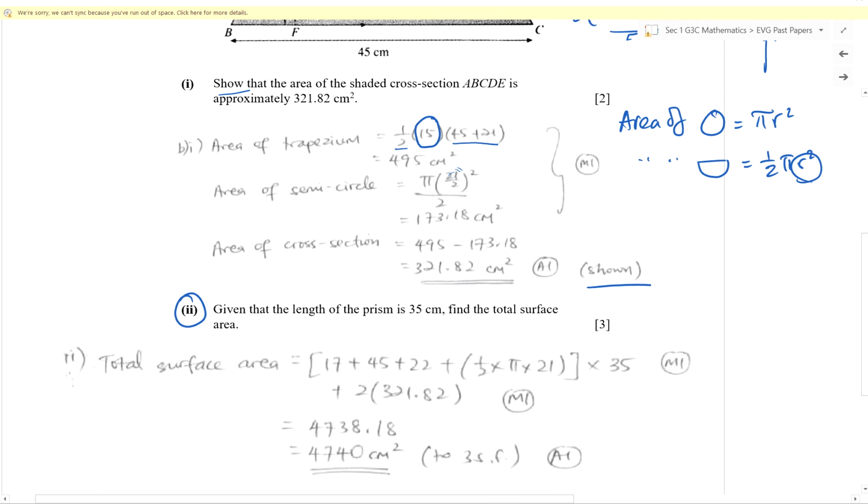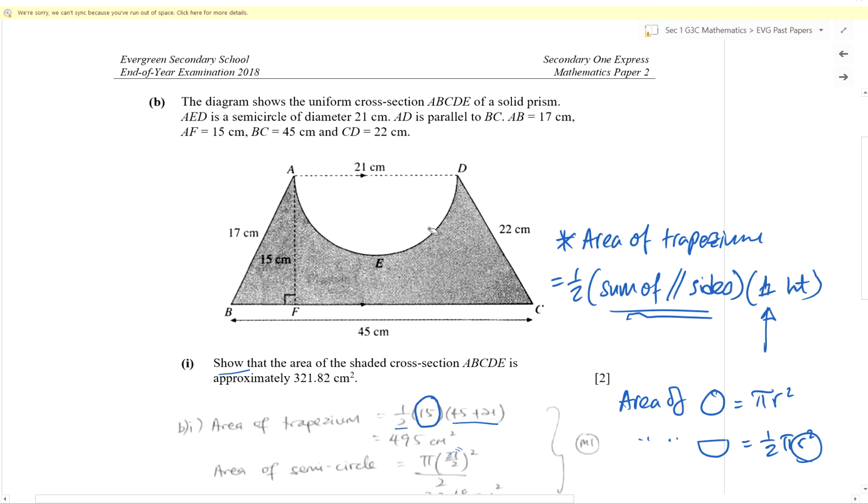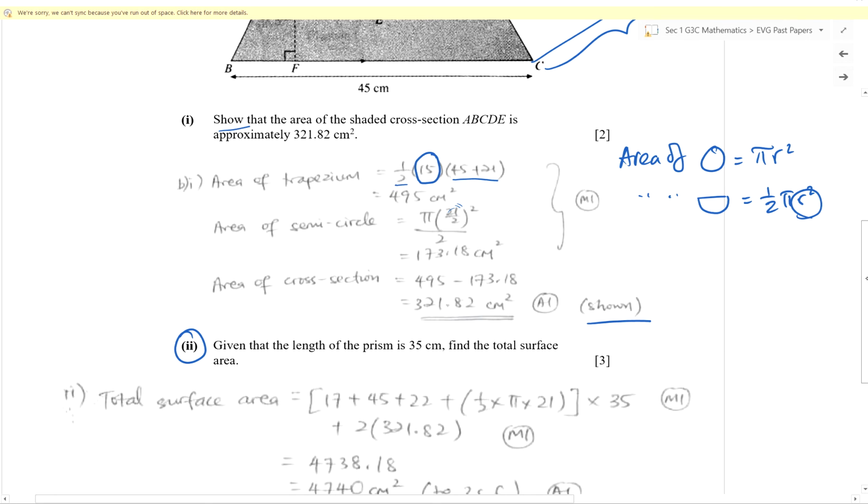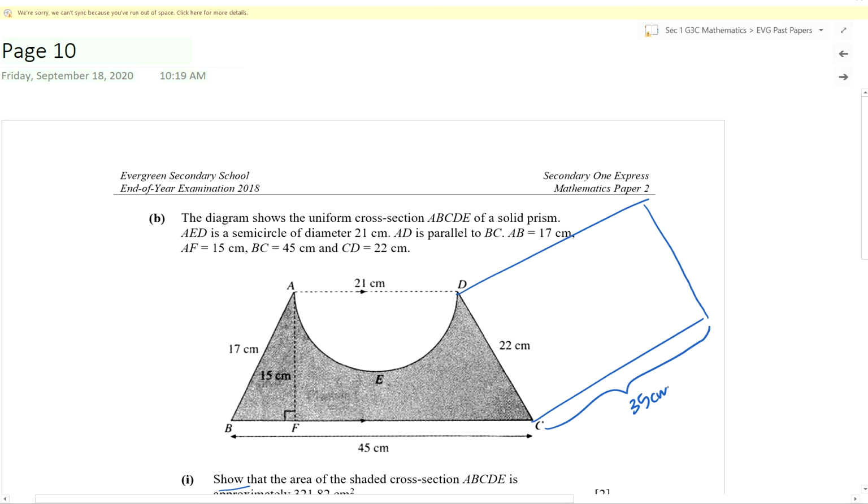So now, given that the length of the prism is 35 cm, where is the prism? This is the cross section. If we were to cut the prism, we will always get a uniform cross section that looks like this shaded figure. So if I were to draw in the rest of the prism, this is given to be 35 cm. This is the length of the prism, of 35 cm. So this is the lowest point of the semicircle.